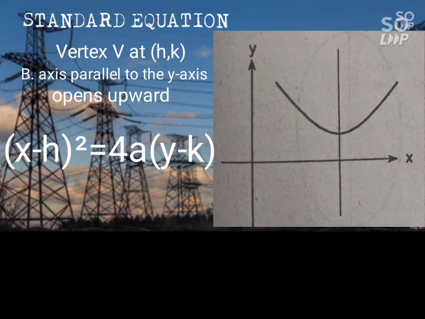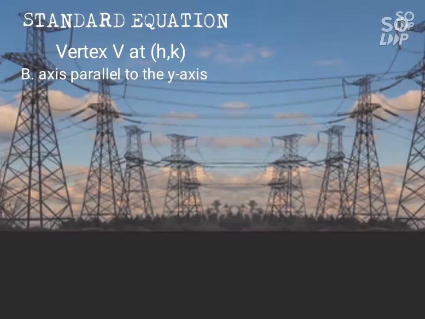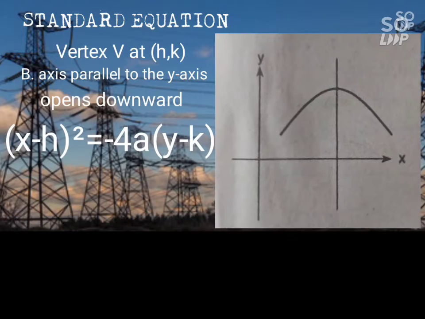Standard equation: if the axis is parallel to the y-axis and opens upward, then the equation is (x minus h) squared equals 4a(y minus k). Axis parallel to the y-axis opens downward, then the equation is (x minus h) squared equals negative 4a(y minus k).